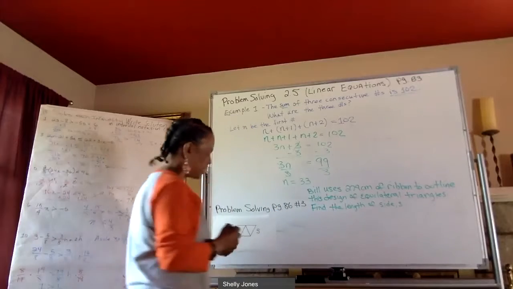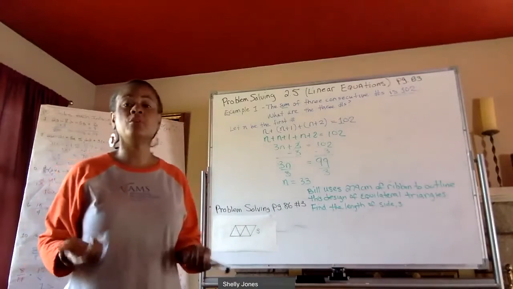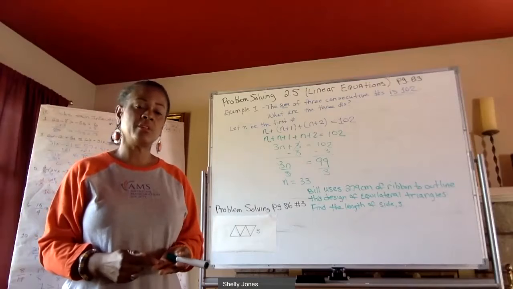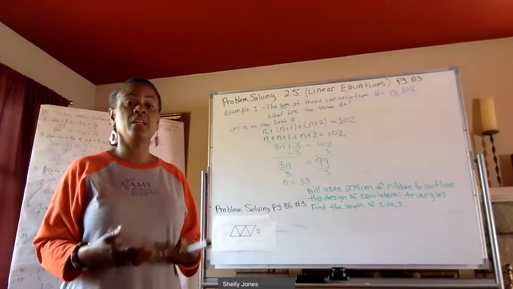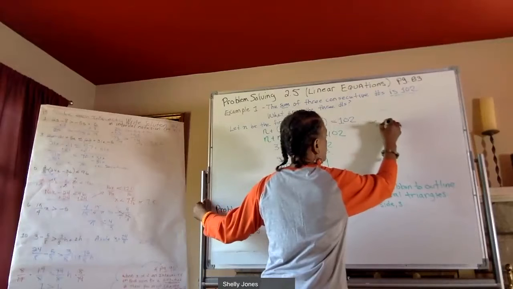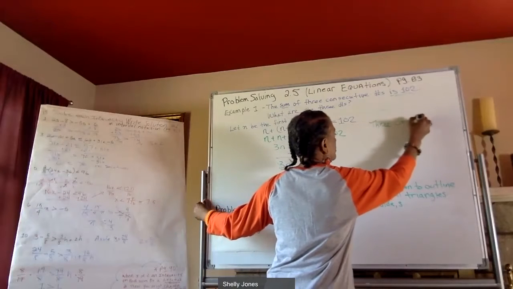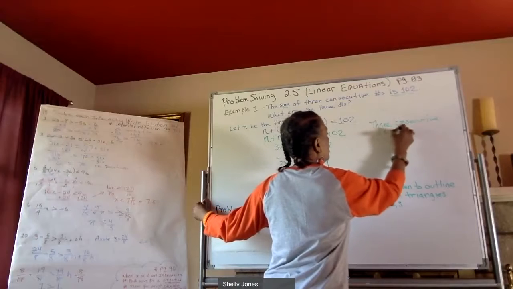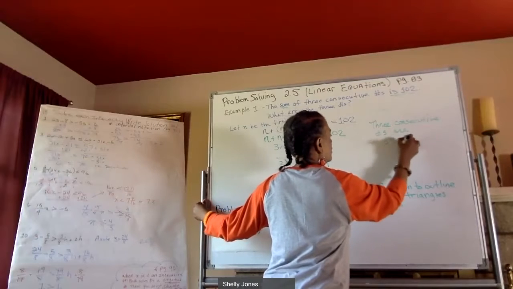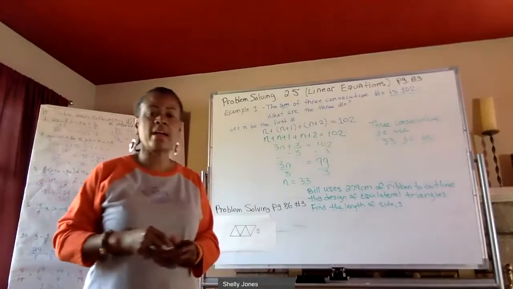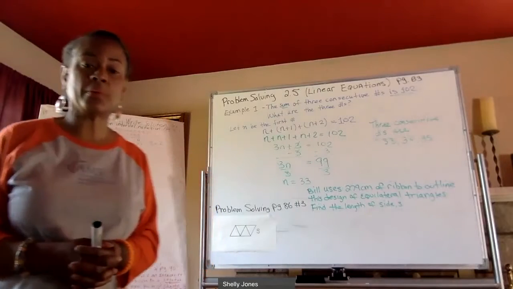I haven't actually answered my question yet because I've only found the first consecutive number. But if I have 3 consecutive numbers starting with n equals 33, my 3 consecutive numbers are 33, 34, and 35. So I want to make sure I actually answer the question, okay?